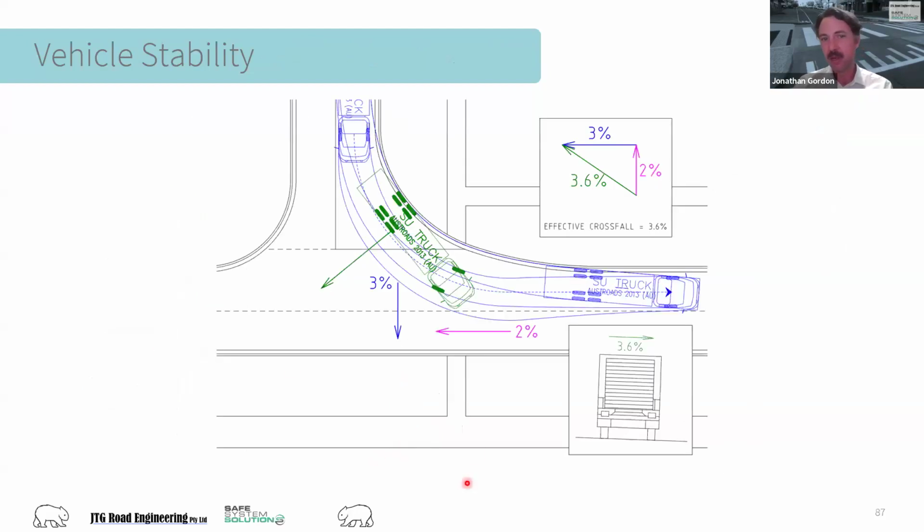That's great. And in this example, yes, we've got a vehicle turning here with its 3% downgrade, one-way crossfall, onto a road with 2% grade. And we say, this is great. This is 3.6% adverse crossfall. That's significantly less than the 5% I mentioned and the 7% that I said is my real cutoff.